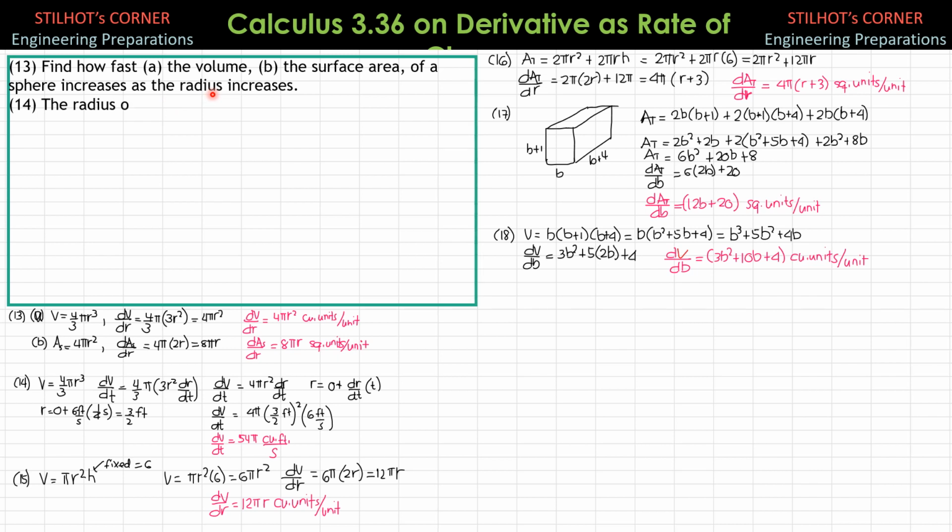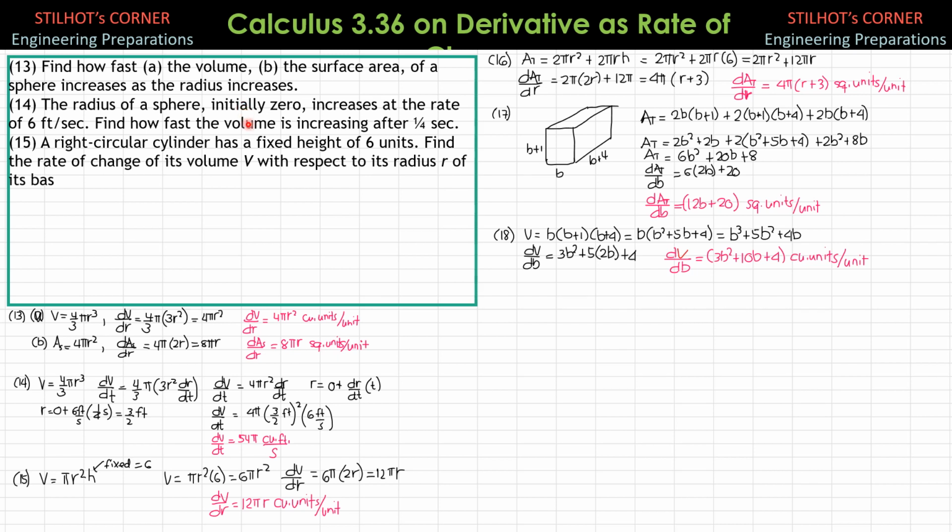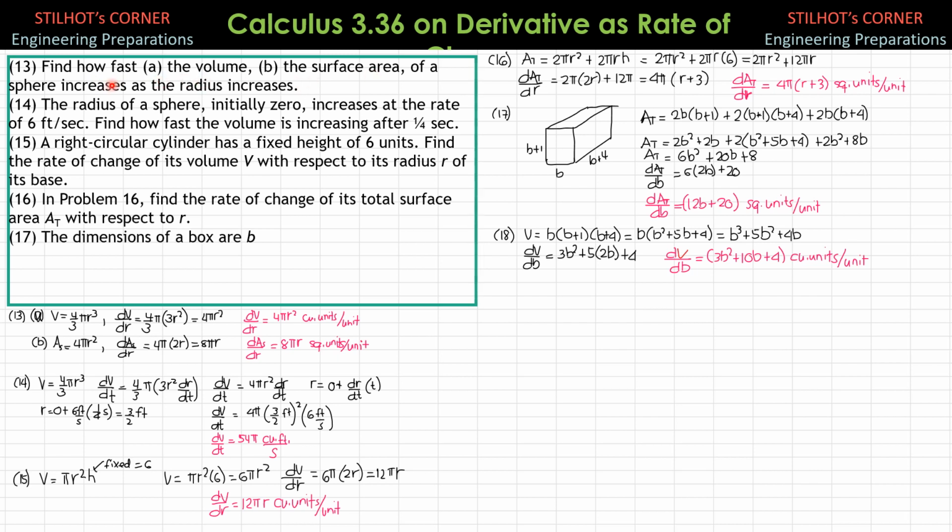So I'll just solve problems. Sometimes I add from books by Love and Rainville, and the other book is by James Stewart. So find how fast the volume, B, the surface area of a sphere increases as the radius increases.